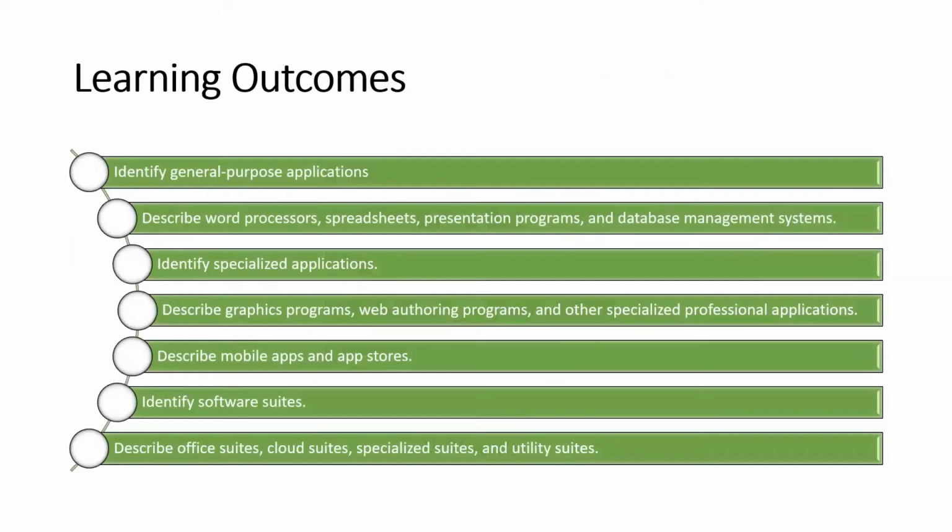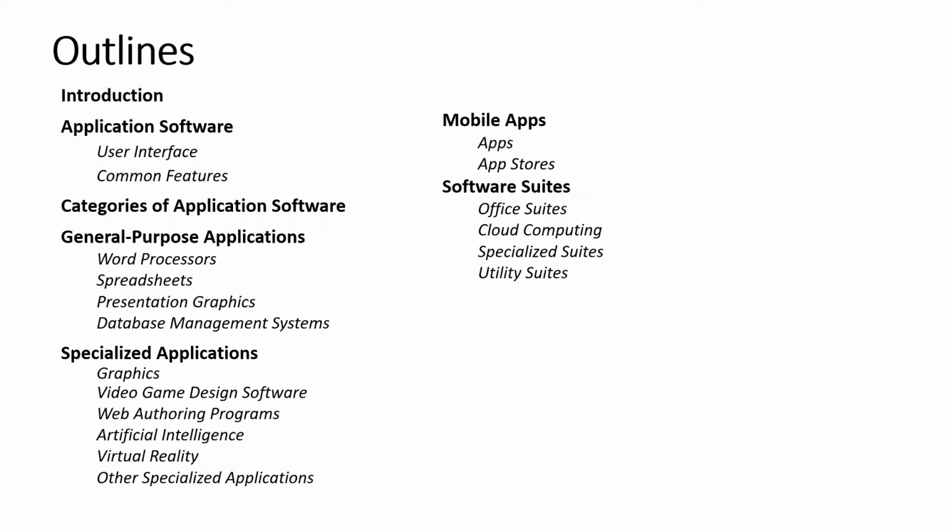So these are all the learning outcomes you get after you finish this chapter. You can read them yourself. Okay, next. This is the outline of what I will lecture today. I will introduce the application, and the categories of application. We have general purpose application, specialized application, mobile apps and the software suite. Later I will tell you more.